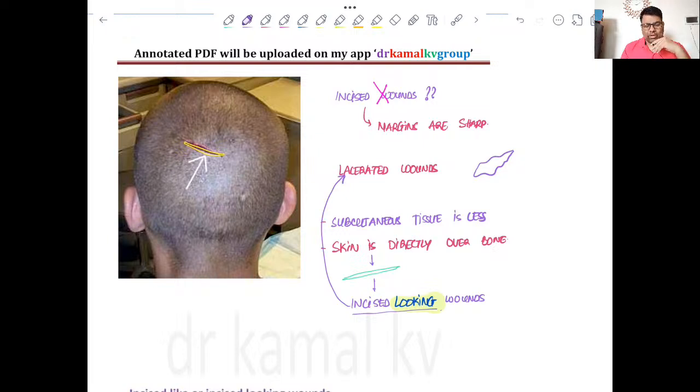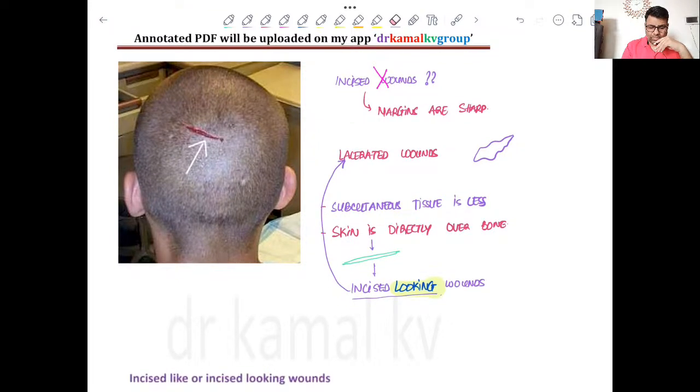So this is a very important concept which one should know, because otherwise the direction of investigation will be on the wrong path, right? So this is not an incised wound, because incised wounds are caused by sharp weapons, right? And the lacerated wounds are caused by blunt weapons. So ideally, if we know this concept, we will search for a blunt weapon. But if we take it for an incised wound, then obviously we are going in the wrong direction and we will think of some sharp weapon causing this, right?